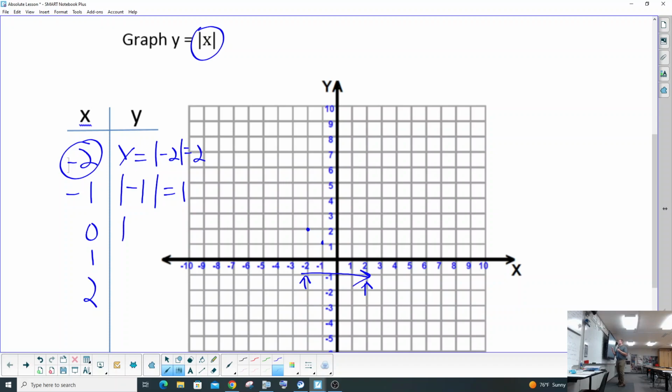We're about to reach the vertex, and the absolute value of 0 is 0, which is our vertex. How do we know it's the vertex? Because it's about to change direction from going down to up. The absolute value of +1 is 1, and the absolute value of +2 is +2. So we go over 1, up 1, and over 2, up 2. And that is our parent function: up to the right, up to the left. You'll notice that this graph is symmetric, with some symmetry right in the middle there.